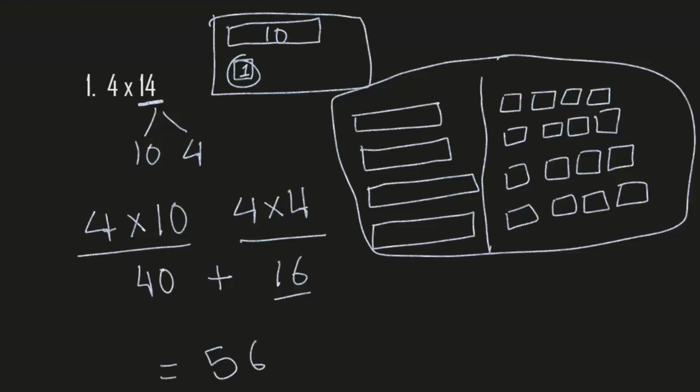You can count this. We know that each of this is 10. So this would be 40. And you have 16 of these. So 41, 42, 43, 44, 45, 46, 47, 48, 49, 50, 51, 52, 53, 54, 55, and 56. So our answer here is 56.